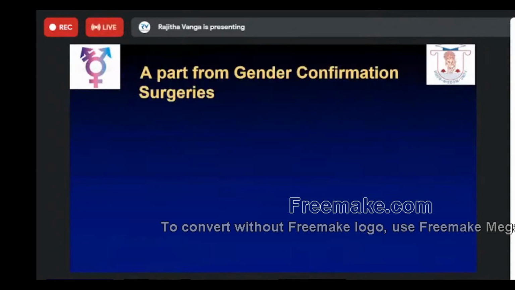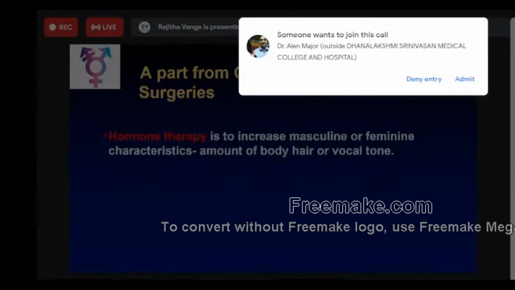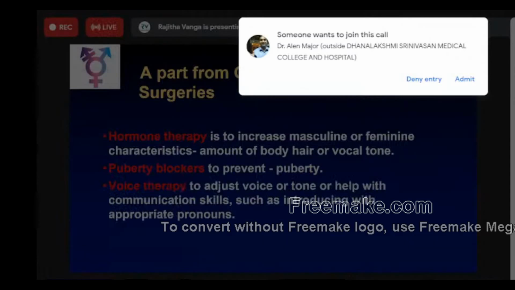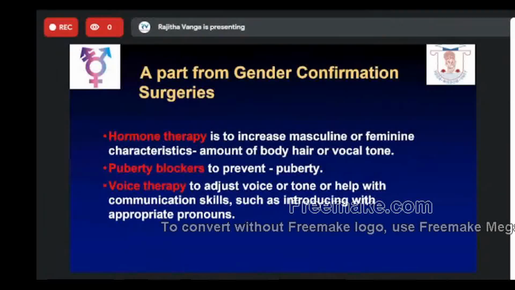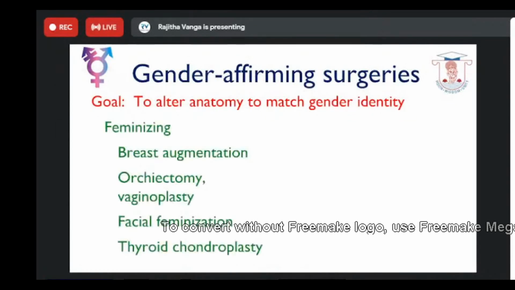Apart from gender confirmation surgeries, there are some other treatments also, like hormone therapy, which is used to increase the masculine and feminine characteristics, puberty blockers, which prevent puberty, and voice therapy to adjust the voice or tone or help with the communication skills, which was already explained. So coming to gender affirming surgeries, the goal is to alter the anatomy to match their gender identity. So that is the goal.